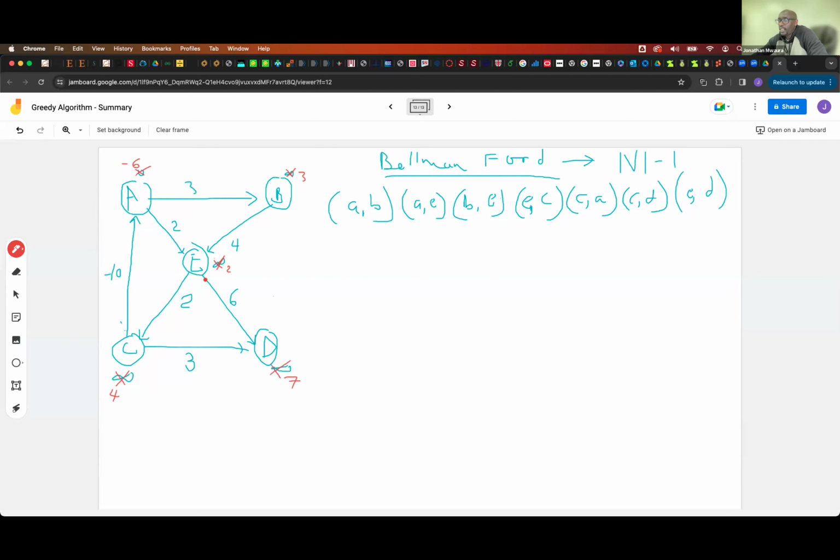And then E to D is 2 plus 6, 8. So we don't update D. So we are done. Okay. Then we have done the first part. Second time, we need to do this 4 times. Second part, A to B is minus 6 plus 3. That's going to be minus 3. So now this is minus 3.